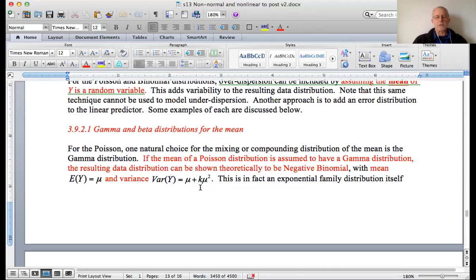Another way to think of it: the problem with Poisson is it only has one parameter. So how can you model both the mean and the dispersion? We've now added a second parameter. This k is now your second parameter, and it allows the variance to be different from the mean. Any question on that idea?